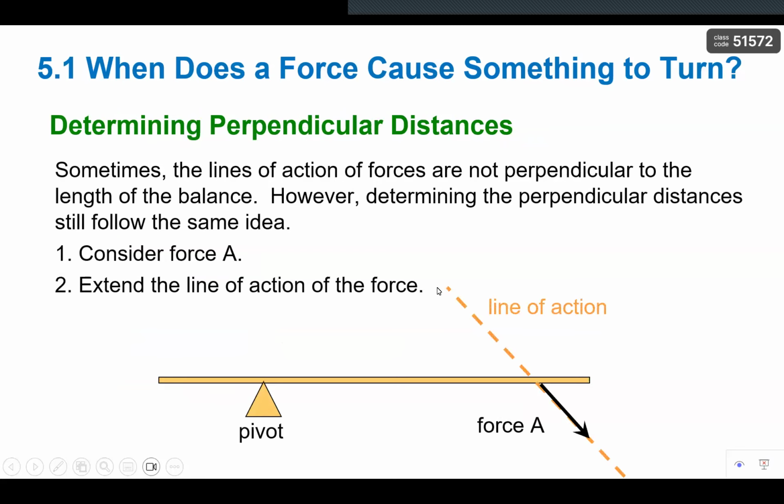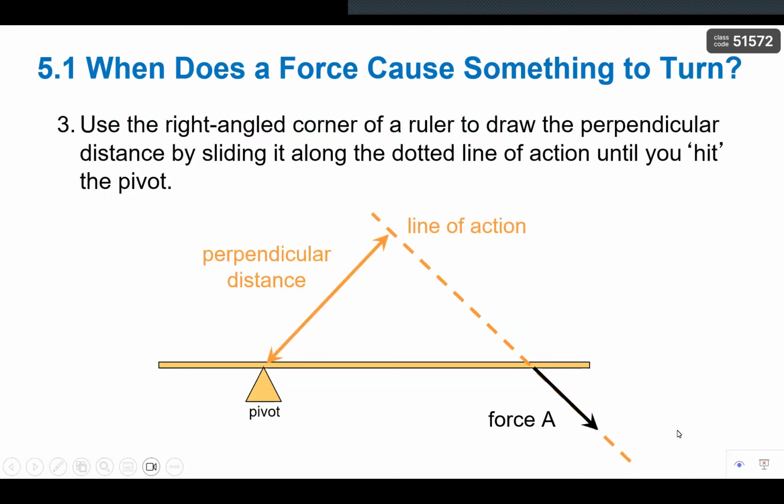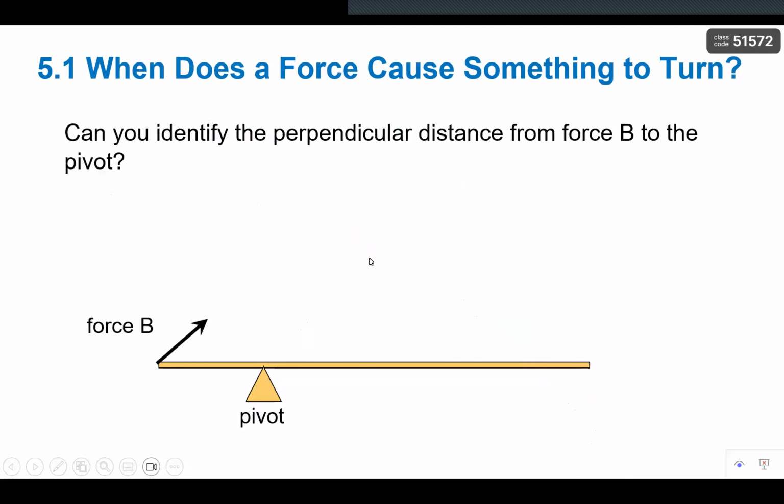So my line of action of force will be along this dotted line over here. And then my perpendicular distance will again be 90 degrees to this line of action of the force. So 90 degrees to it, this will be my perpendicular distance. It's the shortest distance. Okay, this is my perpendicular distance to my pivot. So it's at right angle. Okay, so this will be my perpendicular distance.